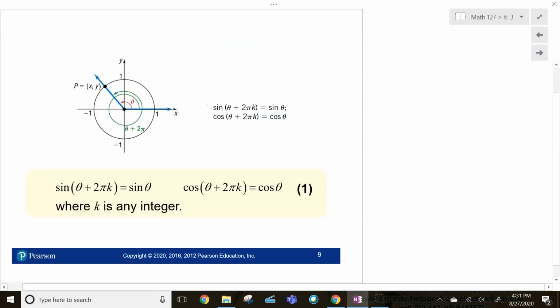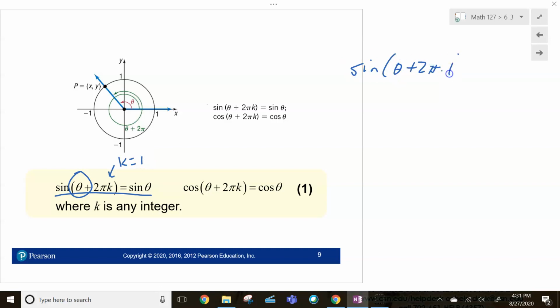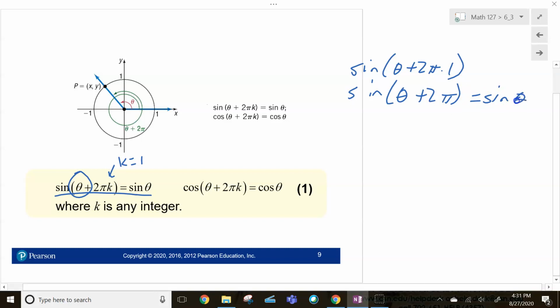All right, let's talk some more about periodic functions, okay? So this is saying the sine of theta, the sine of an angle plus 2 pi k, whatever k is. Let's let k be 1. So the sine of theta plus 2 pi times 1, so the sine of theta plus 2 pi. This is saying that's the same as sine of theta. Well, of course it is, because this is just one revolution around. So it's whatever that value is.